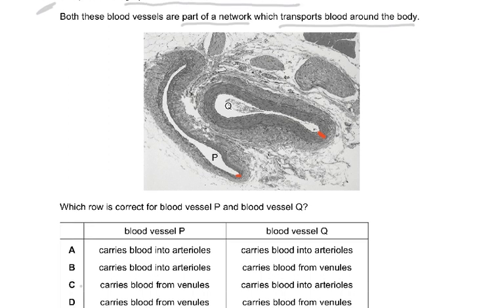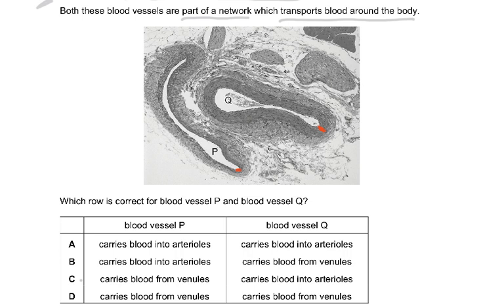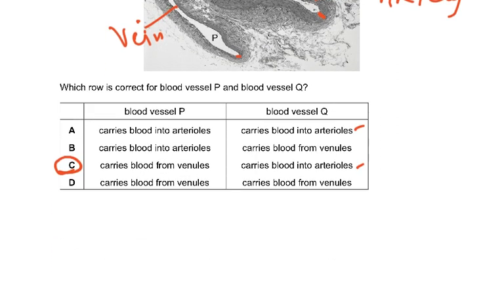So it carries blood into the arterioles. So it's either this or this. And P is a vein, so it carries blood from the venule. So that is why the answer is C. Because P is a vein and this is an artery. This is your syllabus point: look at photomicrographs and be able to identify them.